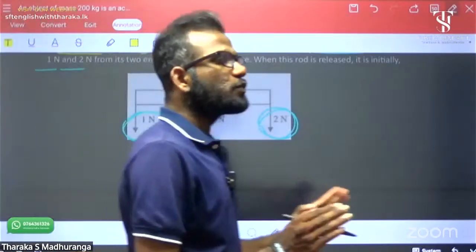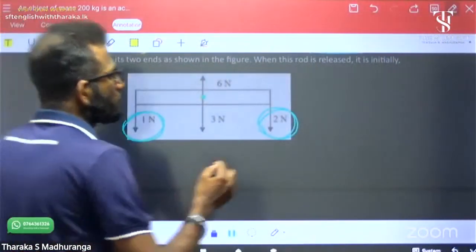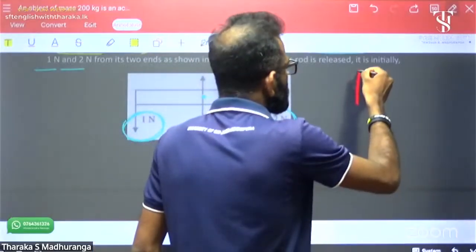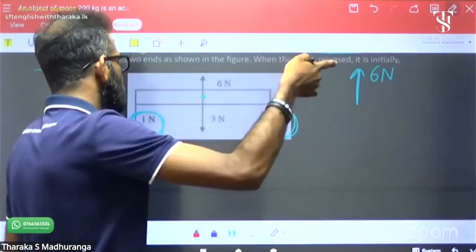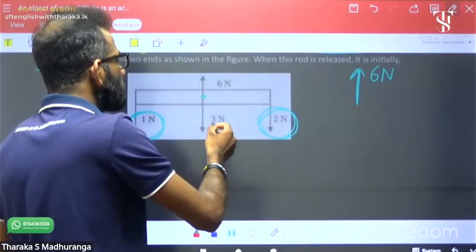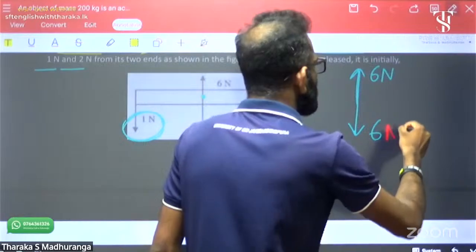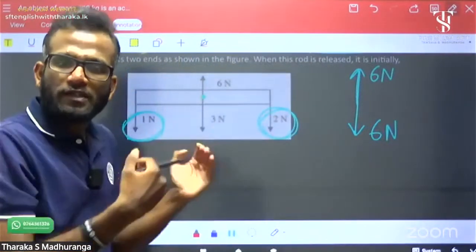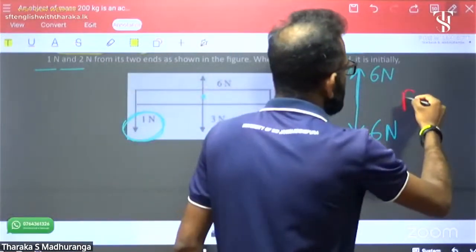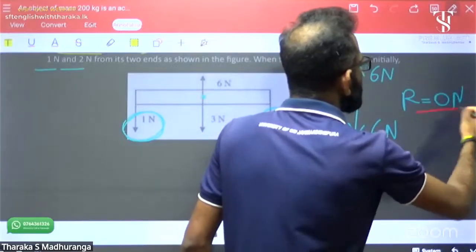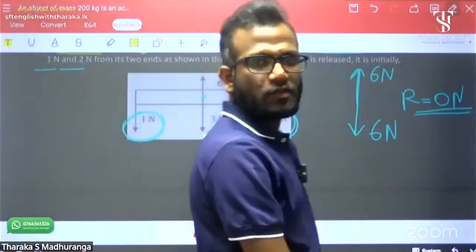Okay, first of all, you have to check its resultant force. In the upward direction, it's 6 Newton only. In the downward direction, 3 plus 2 is 5, plus 1 is 6 Newton. Then is there any linear movement? No, there's no linear movement. It's already balanced because the resultant force is 0. 6 minus 6 is 0 Newton. It's balanced, no linear motion. It's already balanced actually.